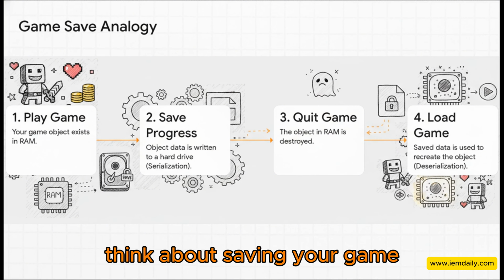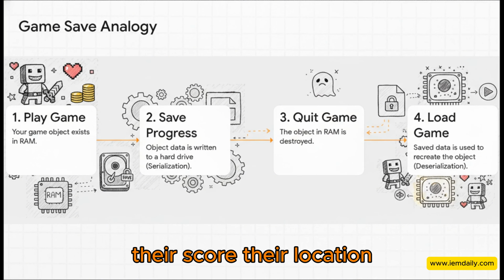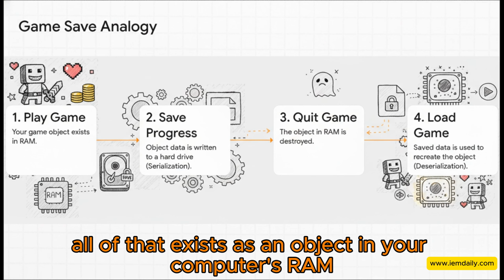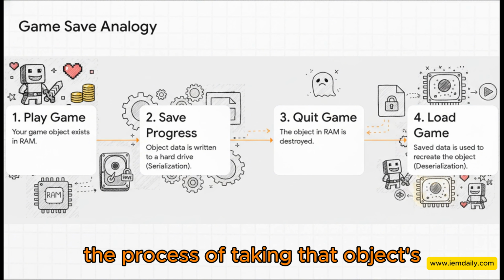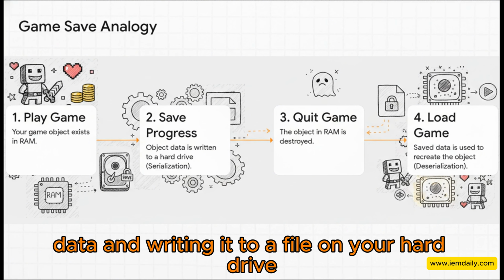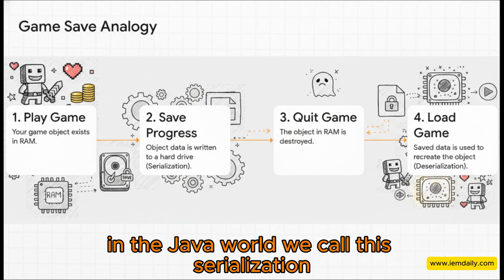Think about saving your game. Right now, your character's health, their score, their location, all of that exists as an object in your computer's RAM. Saving the game is literally the process of taking that object's data and writing it to a file on your hard drive. In the Java world, we call this serialization.